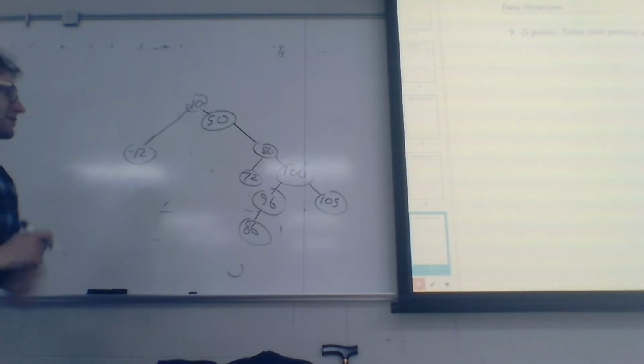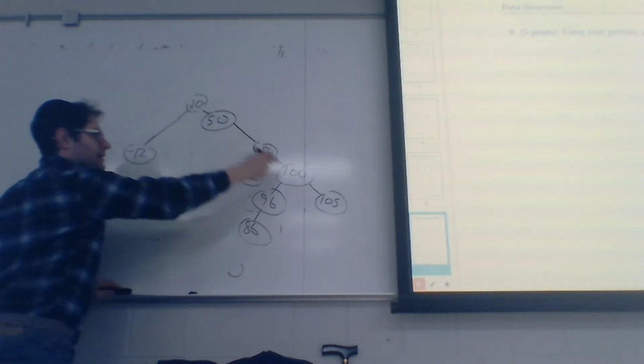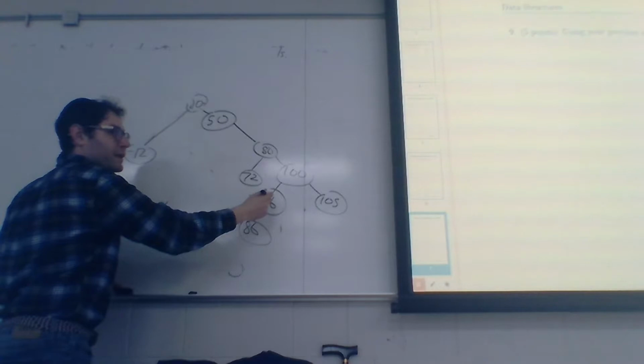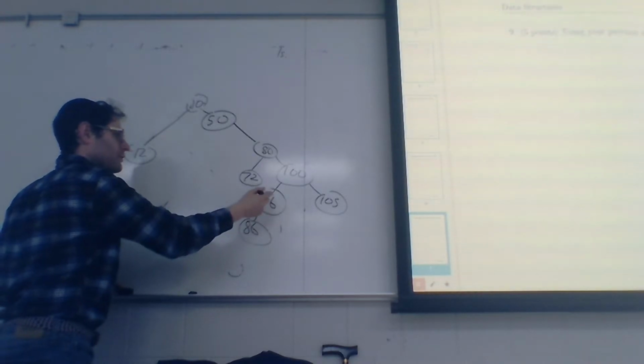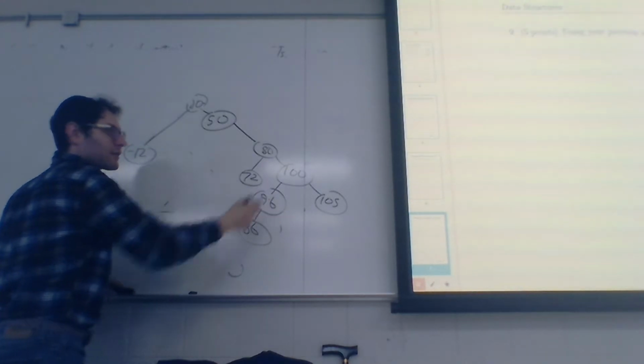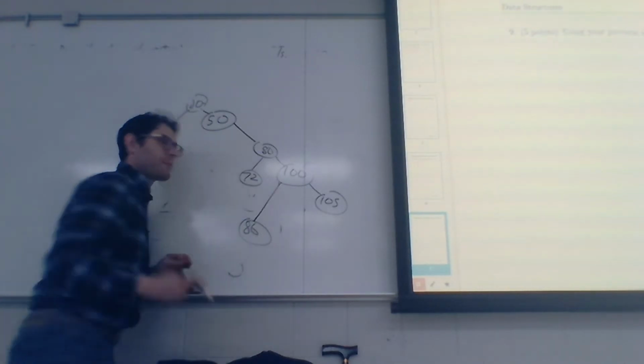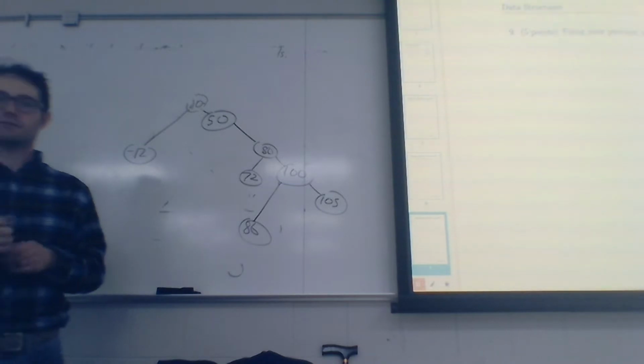Deleting 96, again. We find 96. We found it. We got to find the biggest thing that's smaller than it. Well, sorry, no, we don't, because it's one child. Right? So we just adopt. If we have one child, that's an easy case where basically our parent adopts our child. Right?